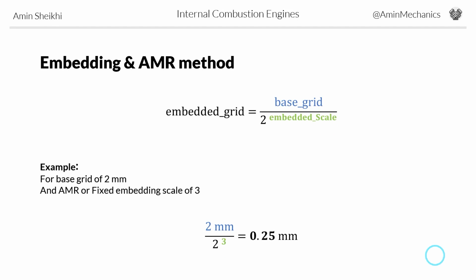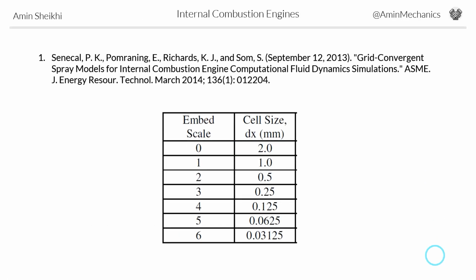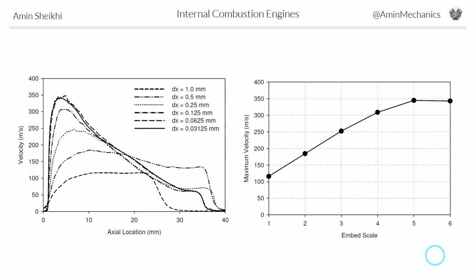But the question is, how fine a mesh do we need in our simulation? In a study that Converge has done about grid sensitivity named Grid Convergent Spray Model for Internal Combustion Engine Computational Fluid Dynamics Simulation, they examined 7 different mesh resolutions for a nozzle diameter of 0.14 mm. Cell size and corresponding embedded scales are shown in this table. They started from base grid of 2 mm without embedded scale to embedded scale of 6, which gives 0.03125 mm cell.